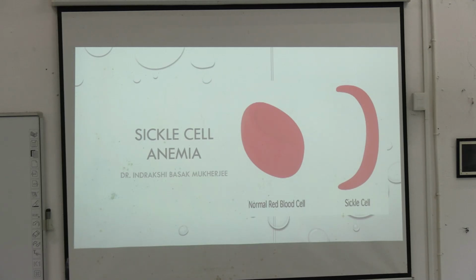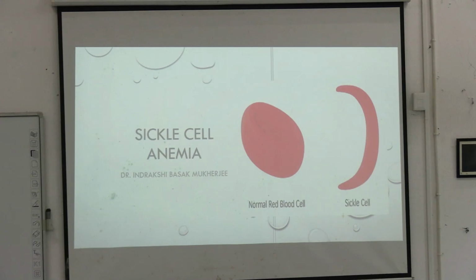Okay, so today we will be discussing our first topic on hemolytic anemias. What is a hemolytic anemia? It is where the RBCs undergo hemolysis before their lifespan ends. What is the normal lifespan of RBCs? 120 days. So if hemolysis happens before that, it is known as hemolytic anemia.